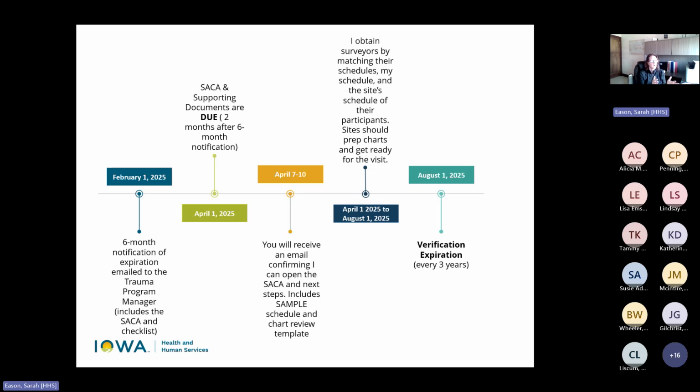From April 1st to August 1st, there's that 4-month window between the time that you turned in your SACA and the time that you expire. What is happening then? At that time, I'm reaching out to physicians, surgeons, and nurses for the on-site and virtual visits. I'm arranging their contracts, their schedules. I'm tying it into my schedule, and then I'm reaching out to the sites and collaborating with their schedules and trying to make that all happen.